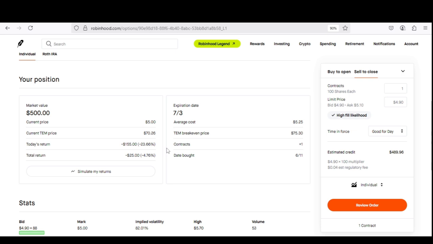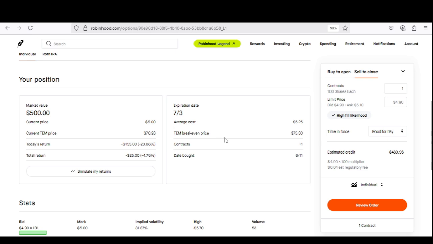Now, today's return is going to be representative of minus $155 or 23.66%. That means for today, I'm down $155 on this trade. So that means before today, I was up $155 on this trade. Next to that, you're going to see the amount of contracts I have, which is going to be 1. And then right above that is going to be my break-even price.